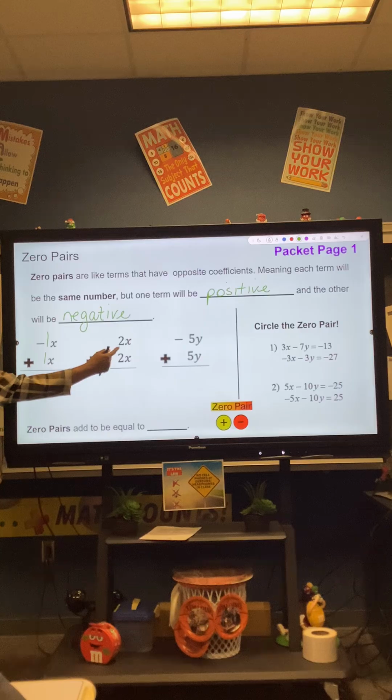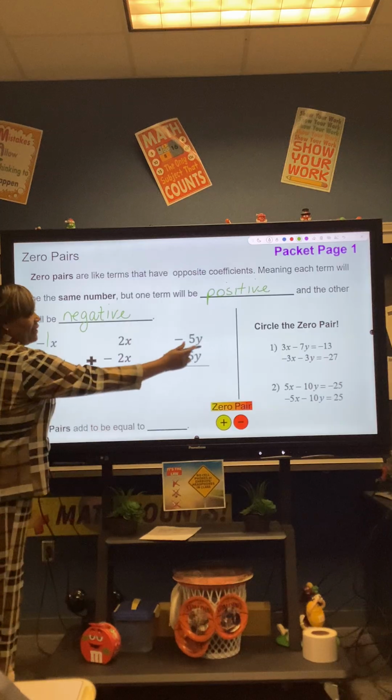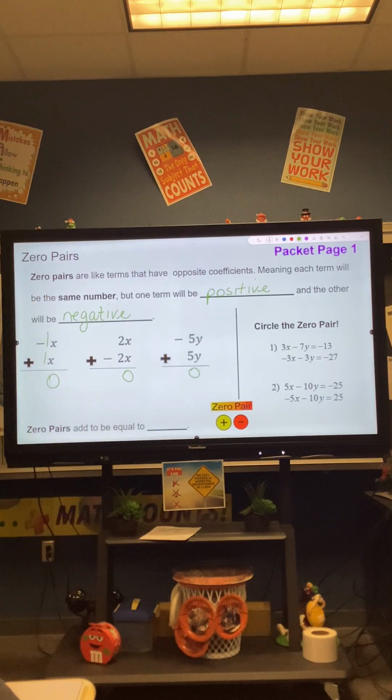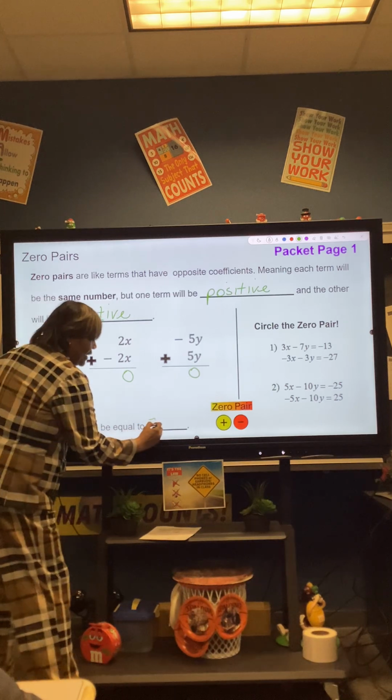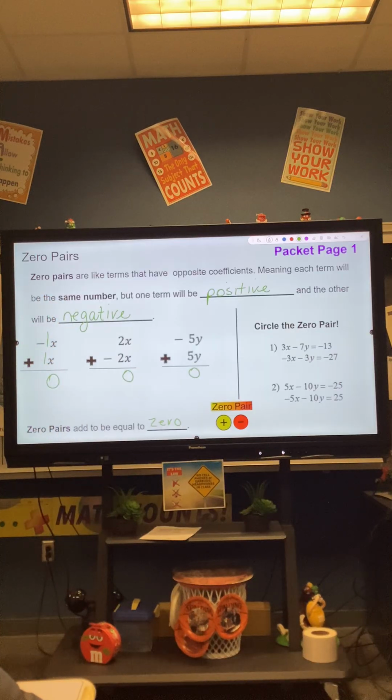If you have a positive 2x plus a negative 2x, that should give you 0. If you have a negative 5y plus a positive 5y, that should give you 0. Okay. So if you're talking about a zero pair, it adds to equal 0. If they're the same coefficient with different signs, they add to be 0.